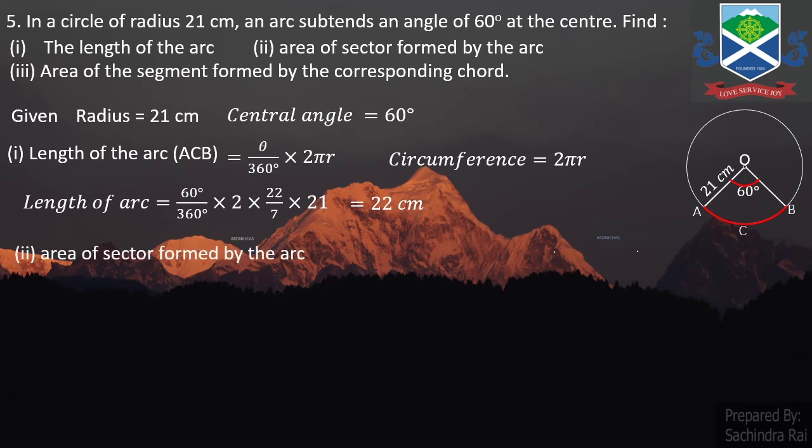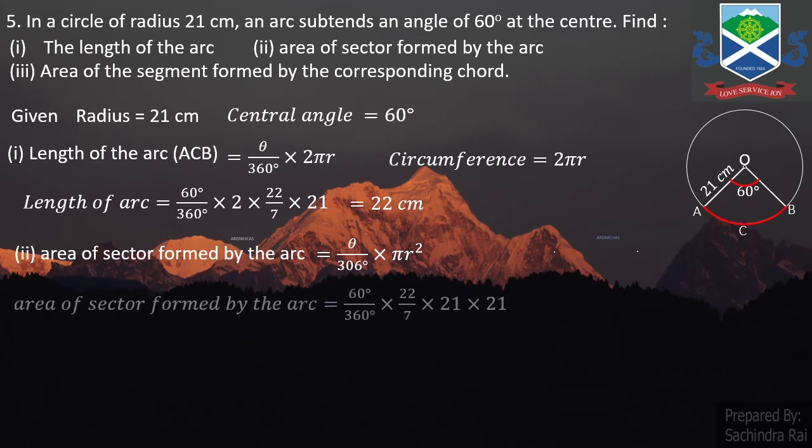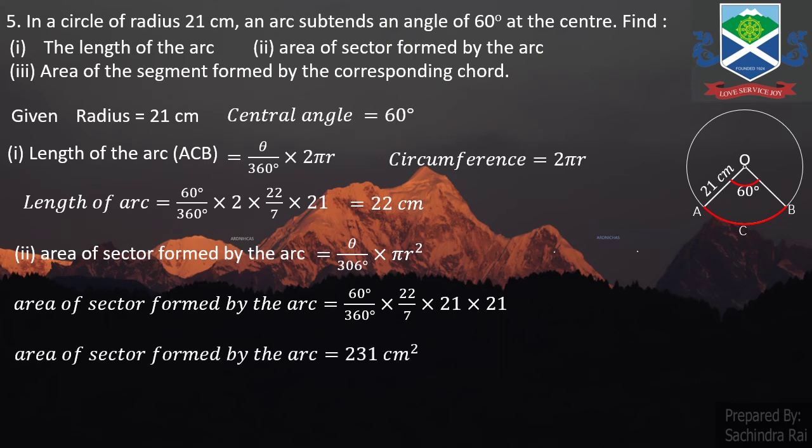The second part is area of sector. We need to find out area of sector formed by this arc. So we have the formula as theta by 360 into pi r square for area of sector. Since it is 60 degrees, it is a minor sector. So after putting the value of theta, pi and r, here the value of pi is not given, so we are putting 22 by 7, and when we multiply and divide the numerators and the denominators of this expression, we get the number 231 centimeters square, which is the area of sector formed by this arc ACB.